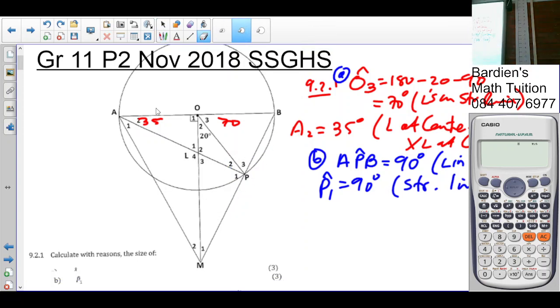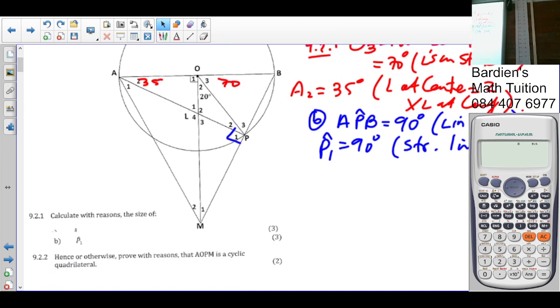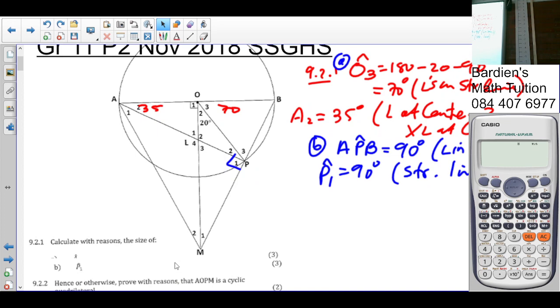Okay. The next question says, hence or otherwise prove that AOPM is a cyclic quad.